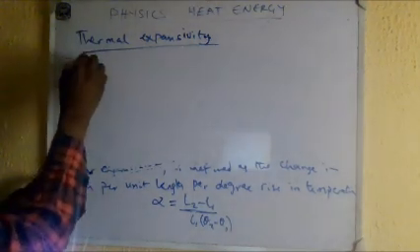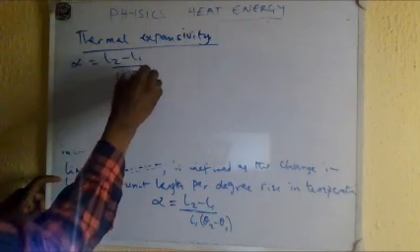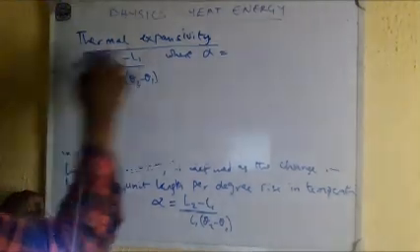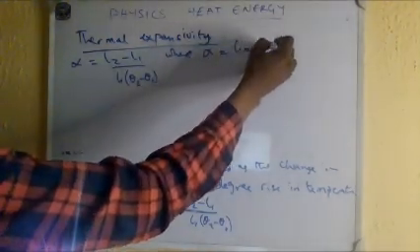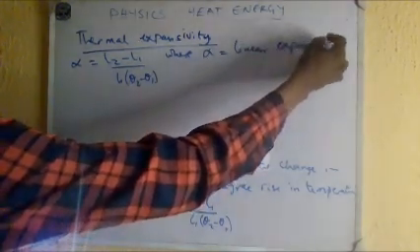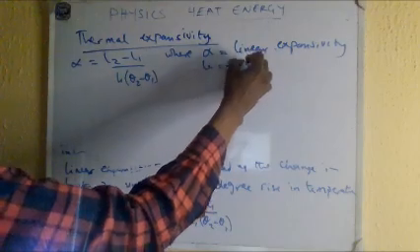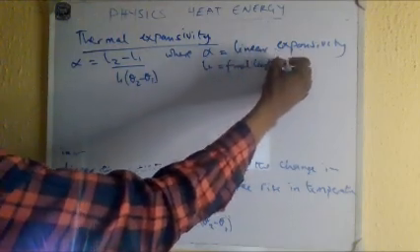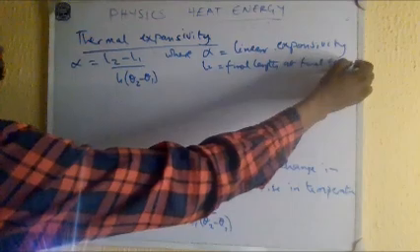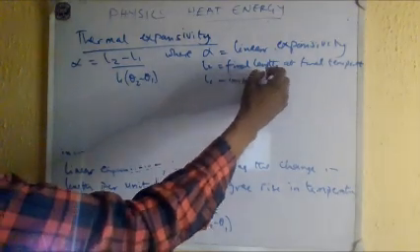Okay, I'll do it again. Linear expansivity is L2 minus L1 over L1 into theta 2 minus theta 1, where this is linear expansivity. It's a constant. L2 is the final length at final temperature. L1 is initial length at initial temperature.